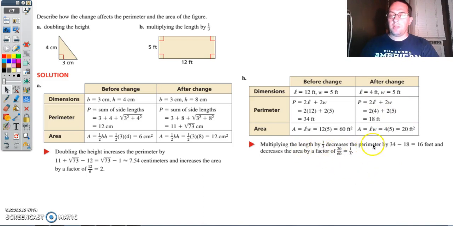So multiplying the length by 1/3 decreased the perimeter by 34 minus 18, which is 16 feet. And it decreased the area from 60 to 20, which is 1/3 of what it began with. So there's not so much a pattern with perimeter, but with area you'll notice we doubled the height and it doubled the area. We took 1/3 of the length and ended up with 1/3 of the area. Whatever you multiply one of your sides by, that's what's going to happen to your area. Is that going to happen to the perimeter? No, but it will happen to the area.